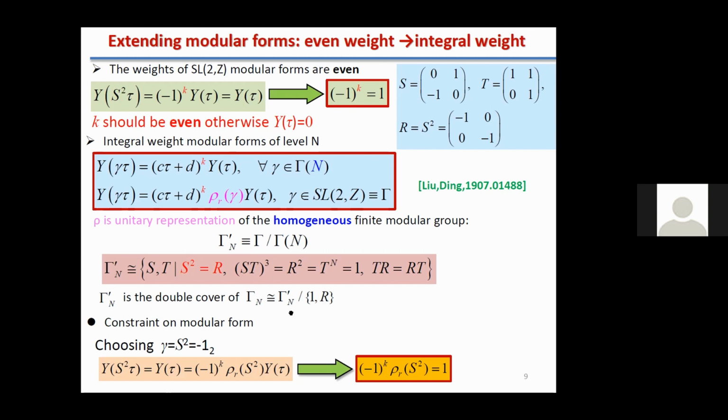And also the modular forms have a strong constraint. For example, we consider γ equal to S squared. It is -1, so we consider the definition of modular forms with γ equal to S squared. From the definition of modular forms, we get (-1)^k times the representation of R must be 1. That means for odd weight modular forms, the representation of R has to be -1.